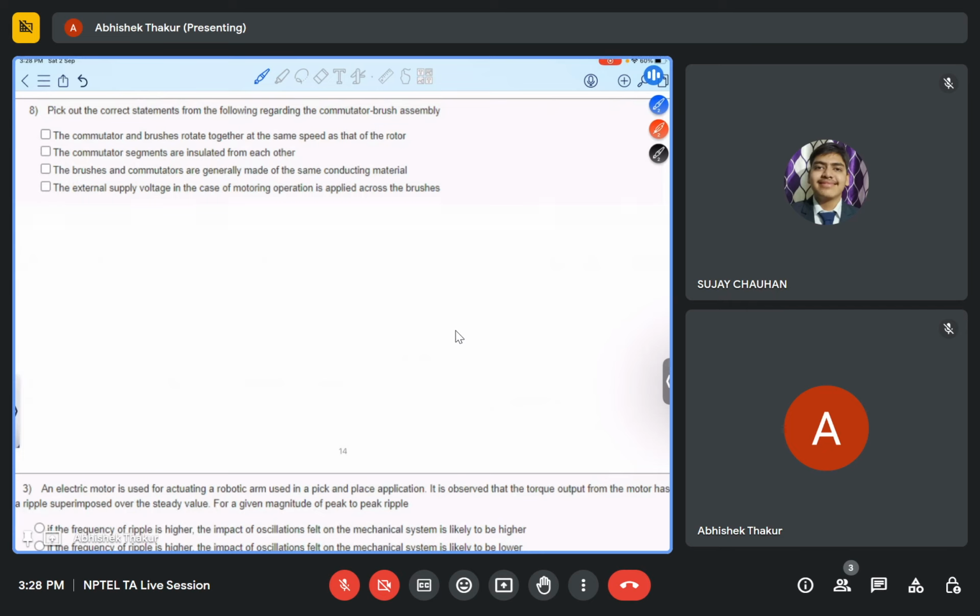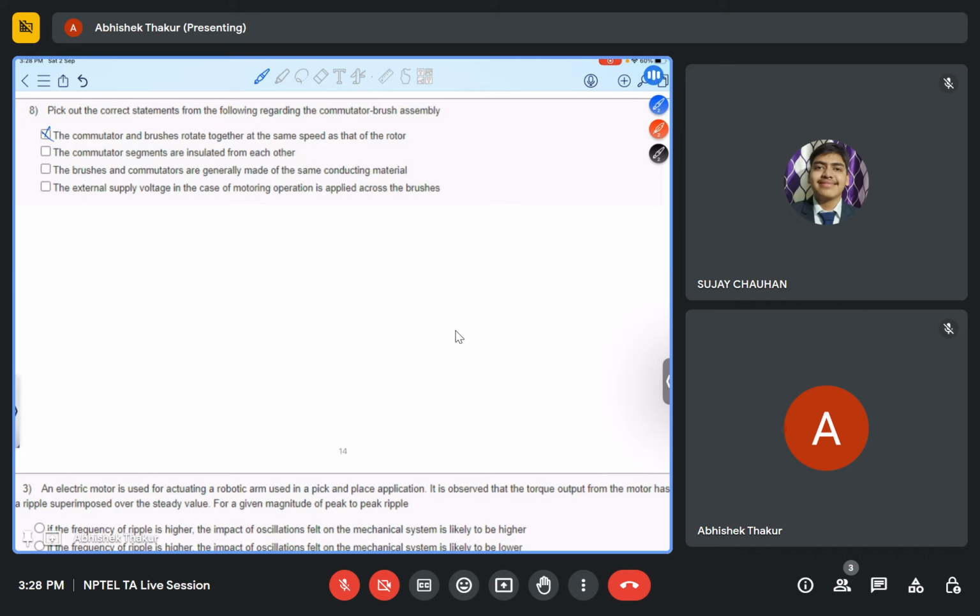So now we will see some of the theoretical questions from this week, which is asking: pick out the correct statements from the following regarding the commutator brush assembly. So we all know that brushes are just sliding on the commutator, on the rotor. The first option, the commutator and brush rotate together at the same speed as that of the rotor. No, it's wrong. They just slide.